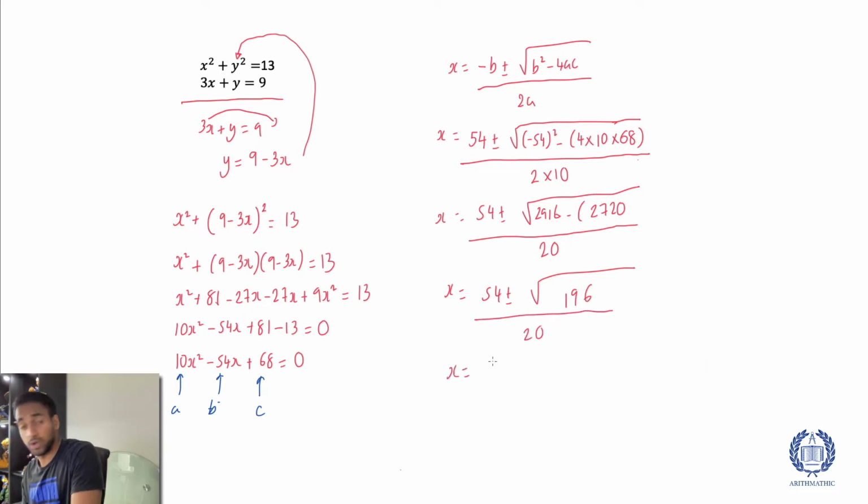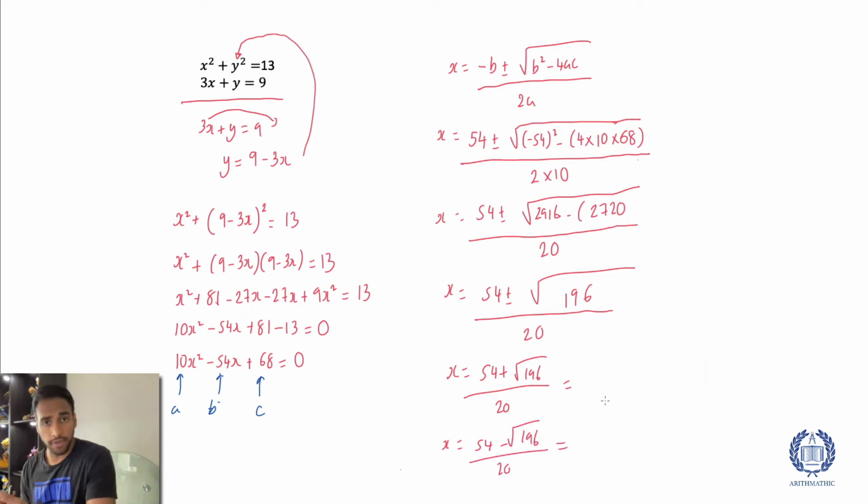So now we've got two answers, right? If you remember, we got 54 plus square root 196 over 20. You put that in your calculator and you get an answer. And then the other one is 54 minus square root 196 over 20. So for the first one, we're going to get 3.4. And then the other one is 54 minus 14, which is 40 divided by 20, which is 2. So these are going to be your 2 x value answers.